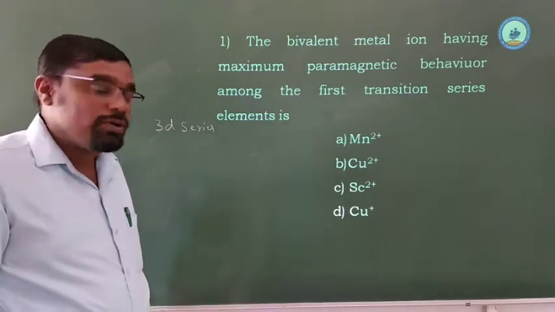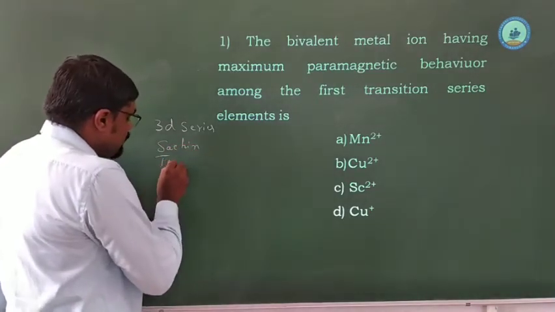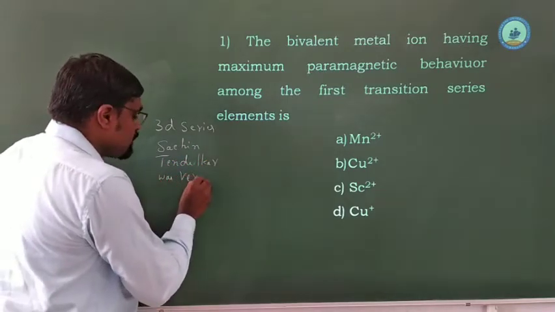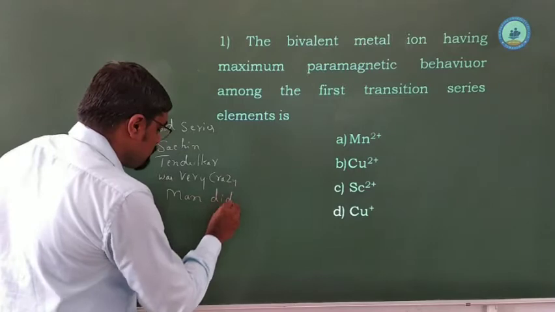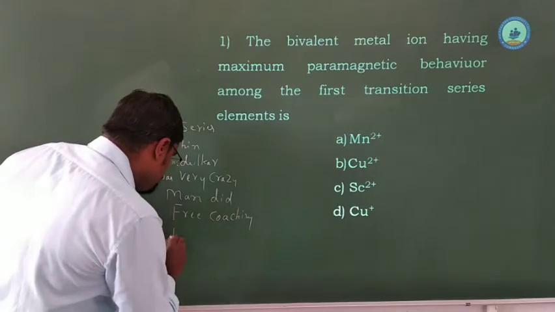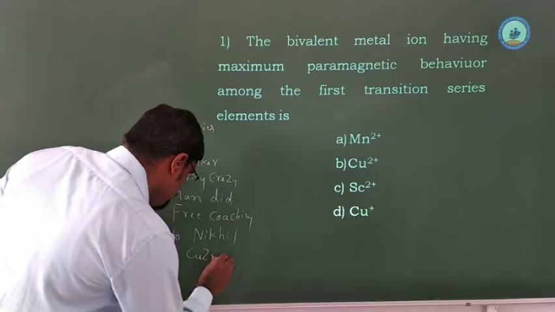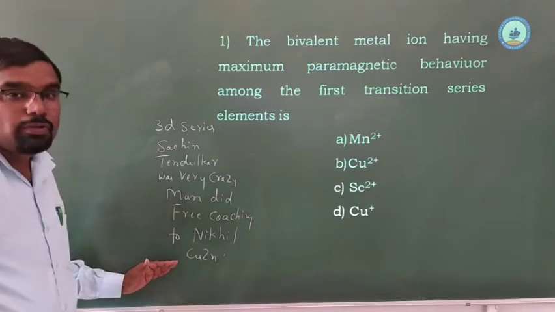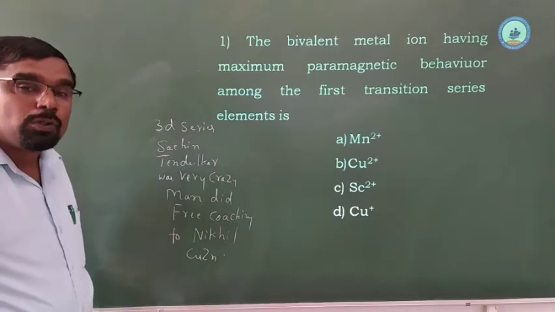Commonly we use a code: Sachin Tendulkar was very crazy man, did free coaching to Nikhil Cousin. Here I am writing the cousin spelling CUZN. So this is the code. If you remember that, then easily you can write all the elements.